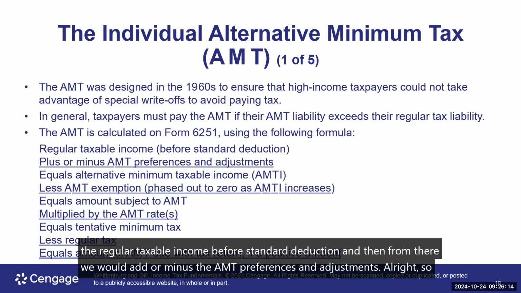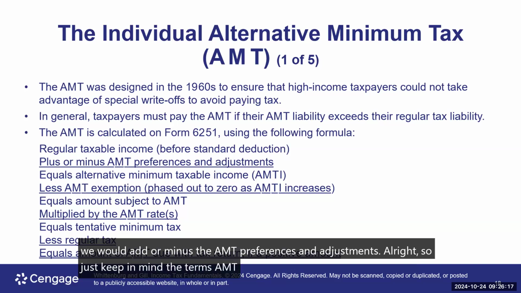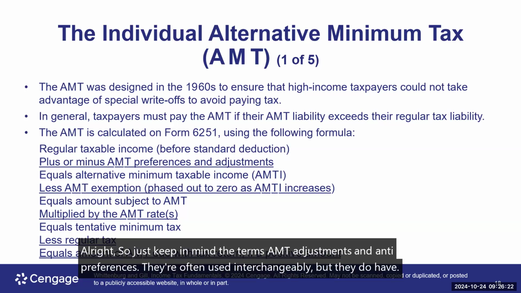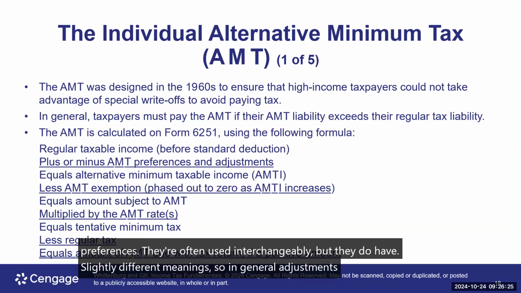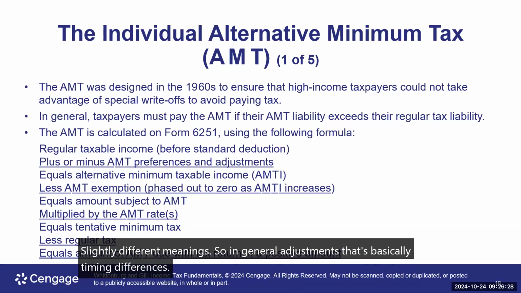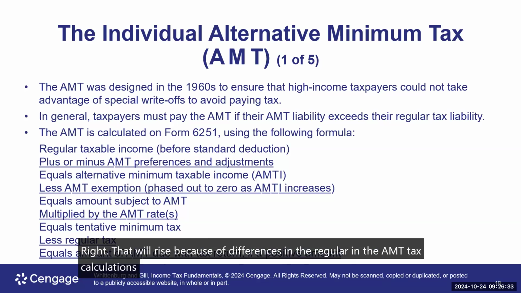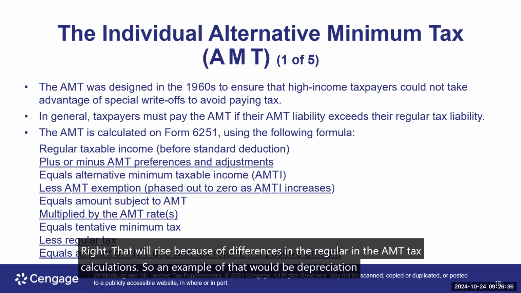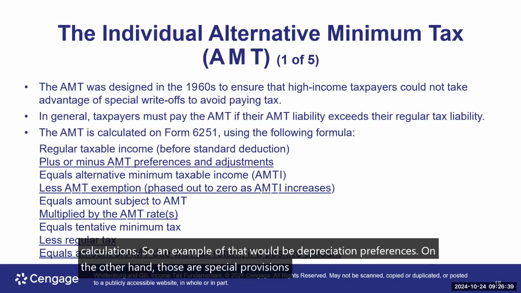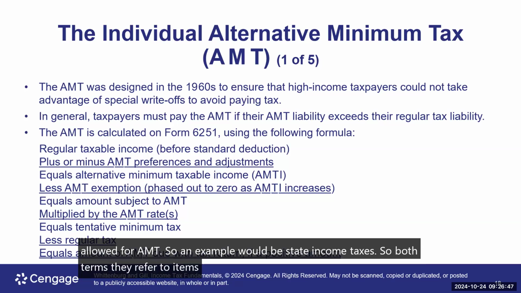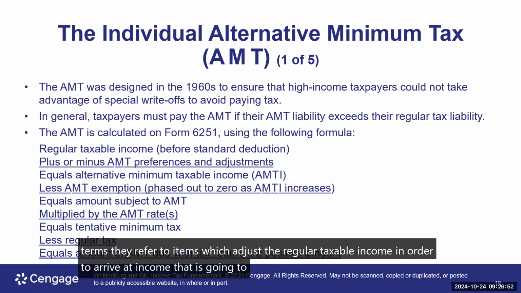So just keep in mind the terms AMT adjustments and AMT preferences are often used interchangeably, but they do have slightly different meanings. In general, adjustments are basically timing differences, right? That arise because of differences in the regular and the AMT tax calculation. An example of that would be depreciation. Preferences, on the other hand, are special provisions for regular tax that are not allowed for AMT. An example would be state income taxes. So both terms refer to items which adjust the regular taxable income in order to arrive at income that is going to be subjected to AMT.